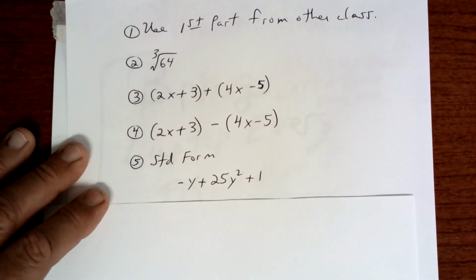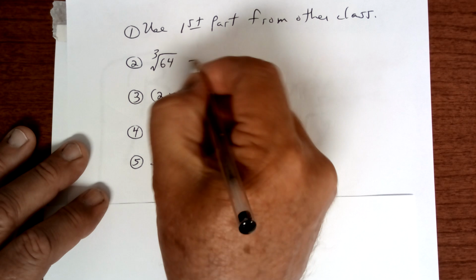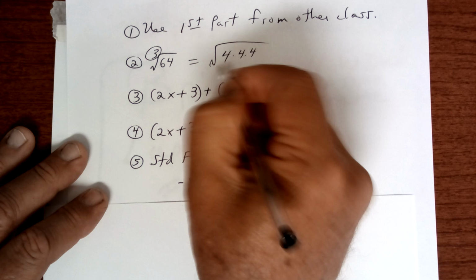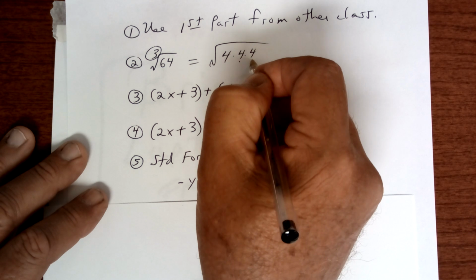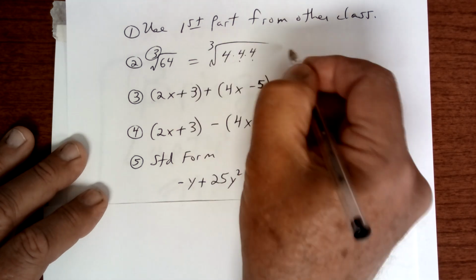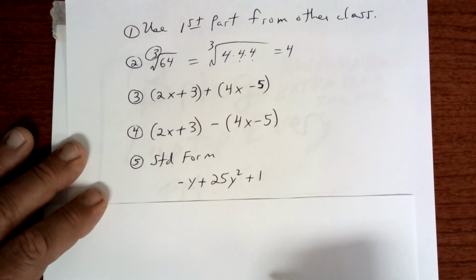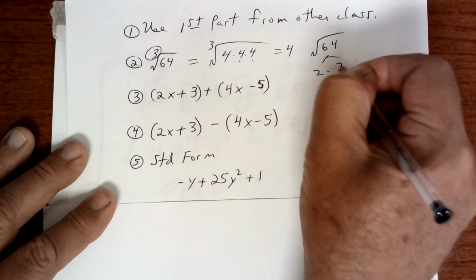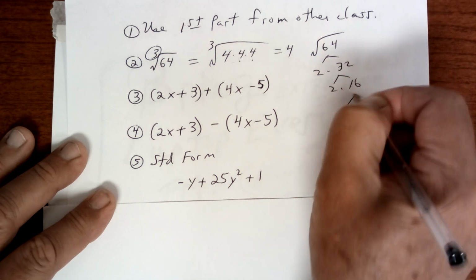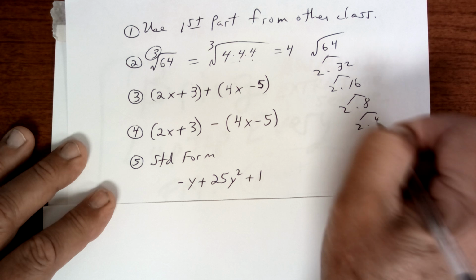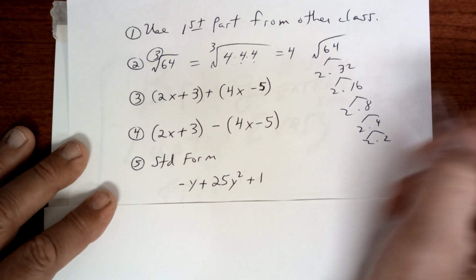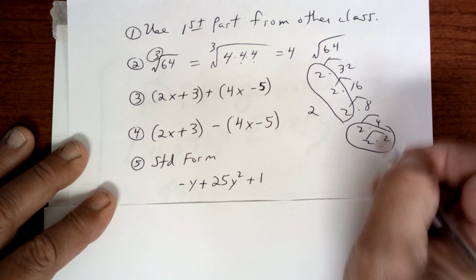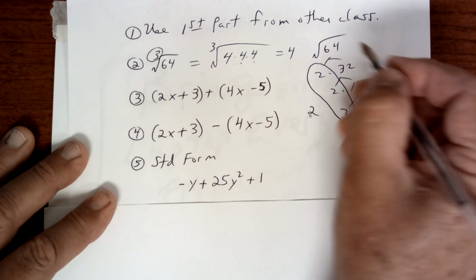All right, this one right here, you're looking for 3 of a kind. And I think that's going to be 4 times 4 times 4. 4 times 4 is 16 times 4 is 64. So the cubed root is going to be 4. Now you might say, how do you do that? Well, you could do this. 2 times 32, 2 times 16, 2 times 8, 2 times 4, 2 times 2. And you're looking for 3 of a kind. So there you have 3 of a kind, so that's a 2. Here you have 3 of a kind, so that's a 2. 2 times 2 makes 4, and that's what we have.